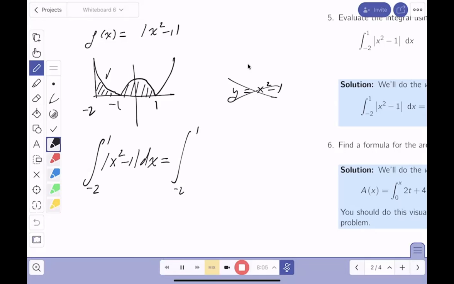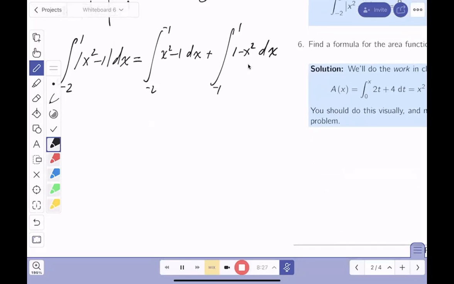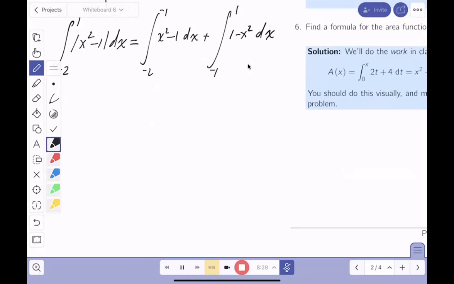Well, what's this function over here? It's just x squared minus 1 dx. I'm sorry, I said minus 1. I put down that. Plus, we start up at minus 1 and we go to 1. What's this curve? It's actually the opposite of x squared minus 1, which is 1 minus x squared dx. All right, let's keep going. And I know there's an answer over there. I'll try to get to that answer. But I got 2 integrations to do now.